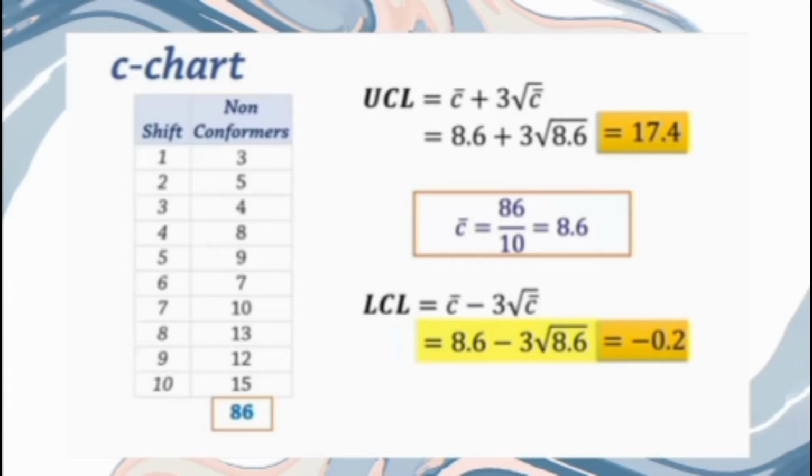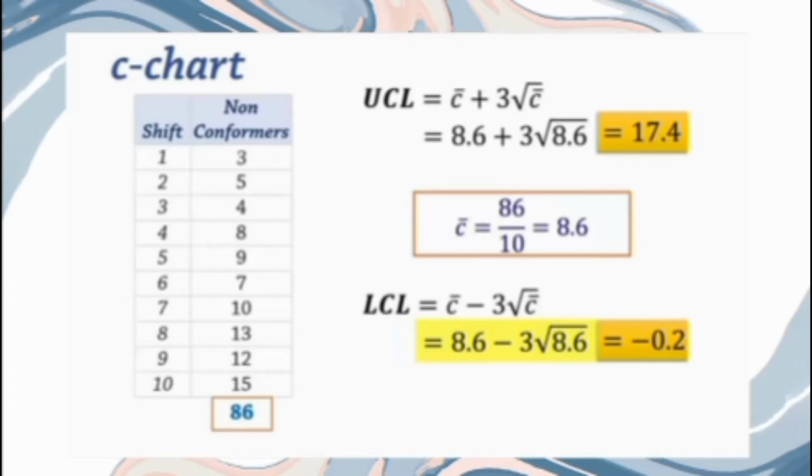So first, we will solve the UCL, which is the upper control limit. The formula of the upper control limit of C chart is C bar plus 3 square root of C bar. So, UCL equals 8.6, which is the answer of our center line, the C bar, plus 3 square root of 8.6. So, the answer is 17.4.